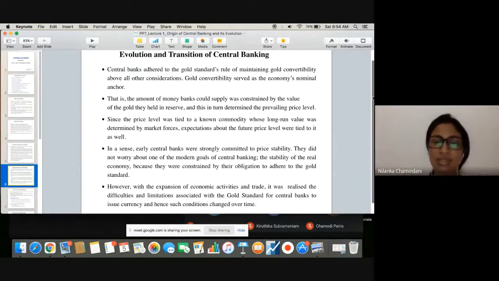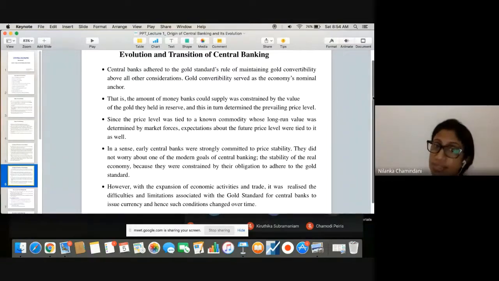But currently, the central bank also could maintain the inflation at a mid single digit level. There are some fluctuations in between, but in the long term we can see that it is low and stable. So that is the one core objective of the central bank, which we call price stability. They did not worry about one of the modern goals of central banking. What are the modern goals, right?